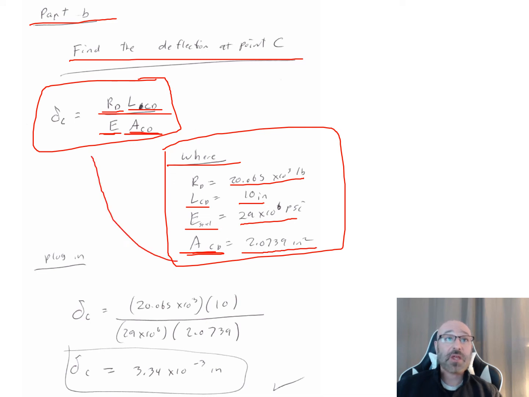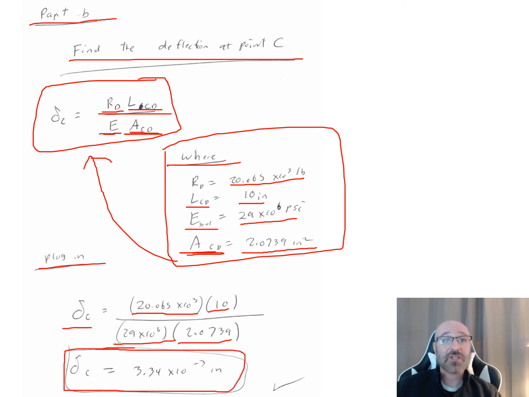So I can take all that information and plug it back into our governing equation 2.9. And when we do that, we end up with our delta C, our deflection at C, is equal to 20.065 times 10 to the 3rd times 10 inches, divided by our modulus of elasticity, 29 times 10 to the 6, times our area of CD, 2.0739. Plug that all in. What we find is our deflection at C is equal to 3.34 times 10 to the negative 3rd inches. Inches is the units we want to be in. We can do our unit analysis to double check that. And that answers our final part, part B, for this problem. So now we've completed all the things that they asked us to solve for.